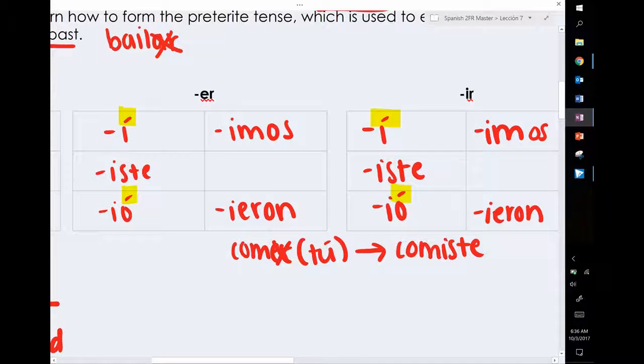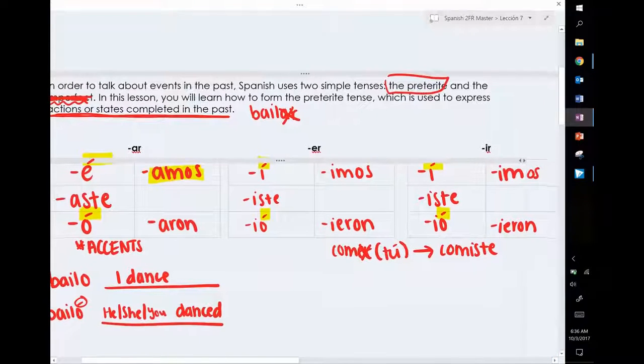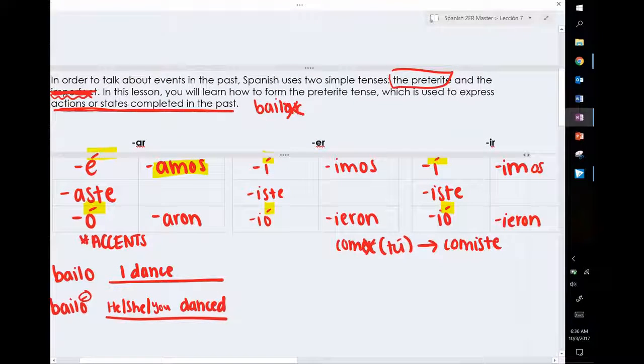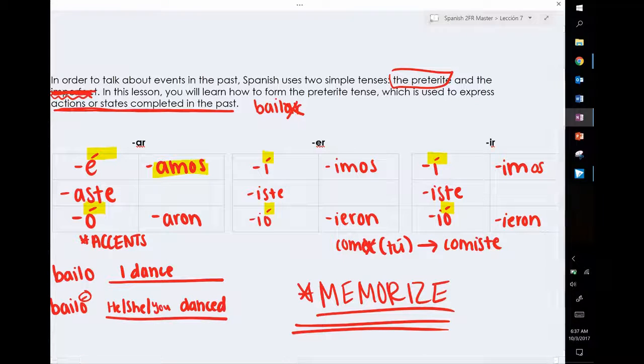Again, these endings are very important. They are not going to go away, so the sooner you memorize them, the better off you will be. AR verbs: é, aste, ó, amos, aron. ER and IR verbs: í, iste, ió, imos, ieron. You need to memorize these ASAP. They are not going away. The sooner you memorize them, the better off you will be. So that takes care of the regular verbs.